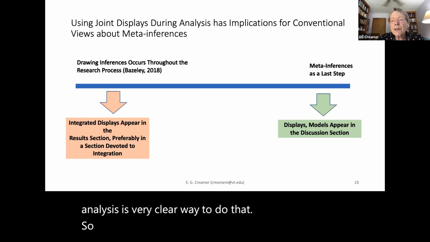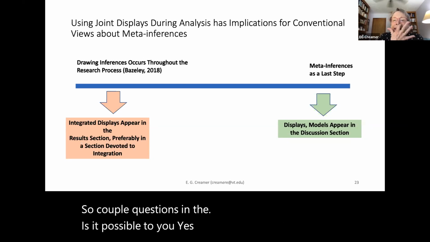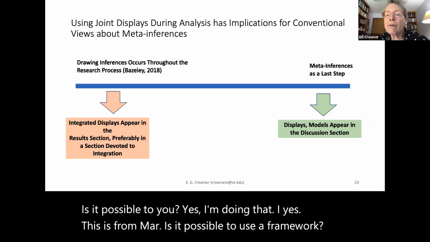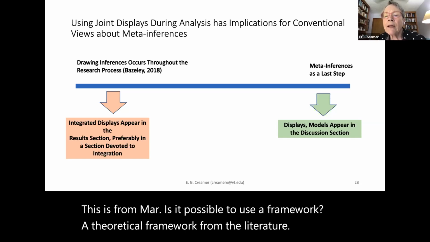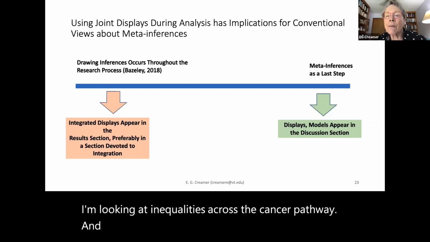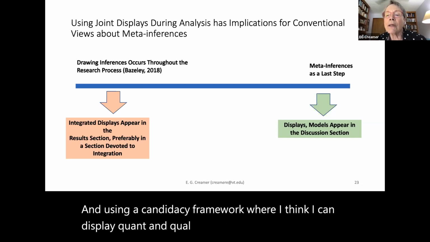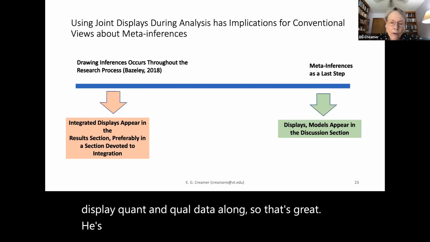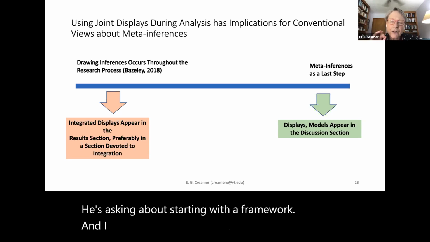So a couple of questions. This one is from Mar: Is it possible to use a theoretical framework from the literature? I'm looking at inequalities across the cancer pathway and using a candidacy framework, where I think I can display quant and qual data along. Oh, that's great. He's asking about starting with a framework, and I happen to be writing on just that right now.